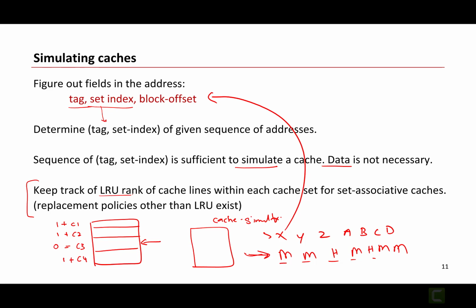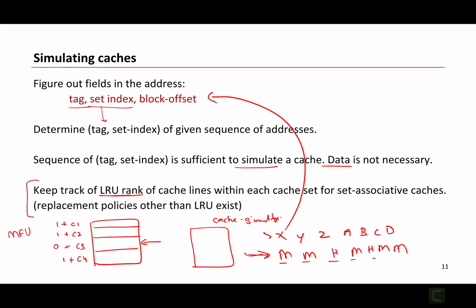And keep in mind that other replacement policies do exist. Another one would be a most frequently used policy, in which case you would say if a cache block is most frequently used, then I don't want to evict it, etc. So I don't want to go into the different replacement policies, but the point here is that when you're simulating a cache, you need to simulate the LRU rank for the cache lines within a set.